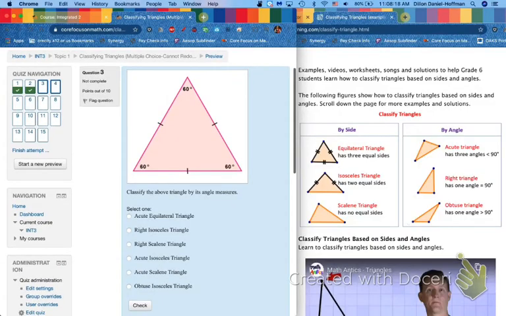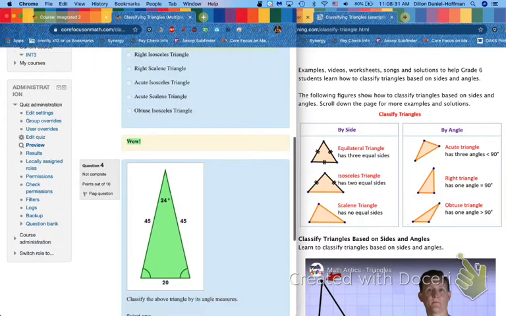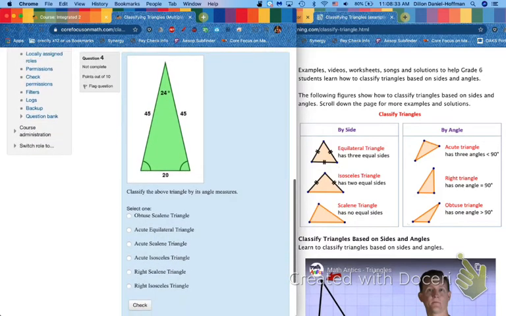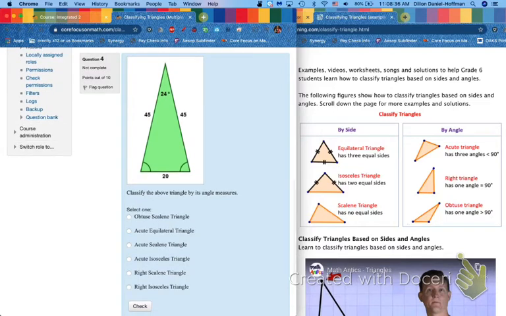All right, hopefully you have identified that this is an acute equilateral once again. We have 60-degree angles and the tick mark, meaning all 3 sides are the same. Acute equilateral, very popular one. Again, pause. Try this one out. Don't hit check until you check it with me.